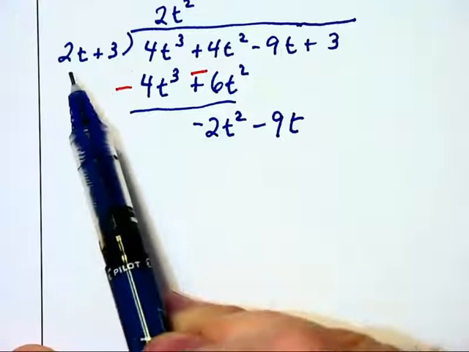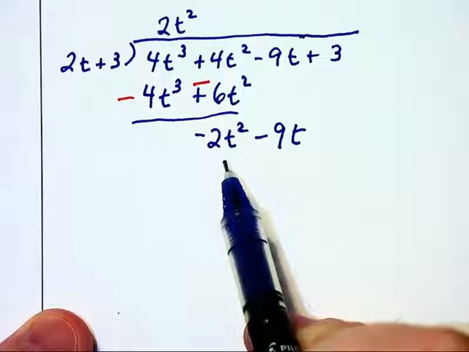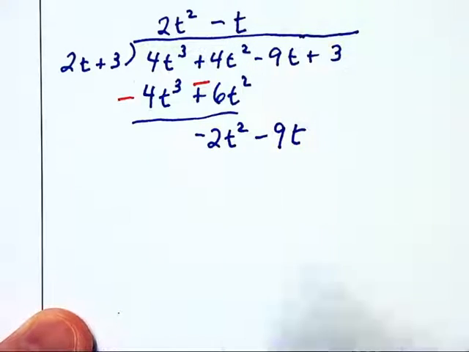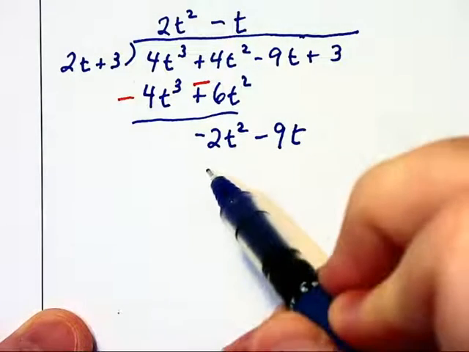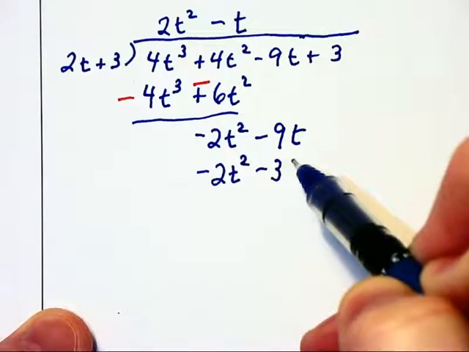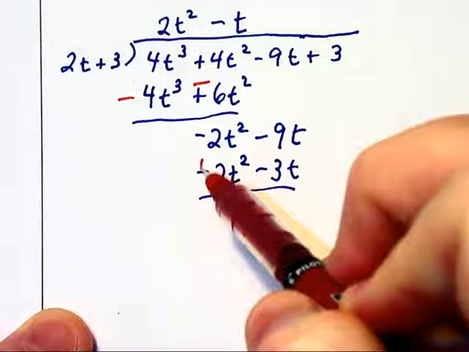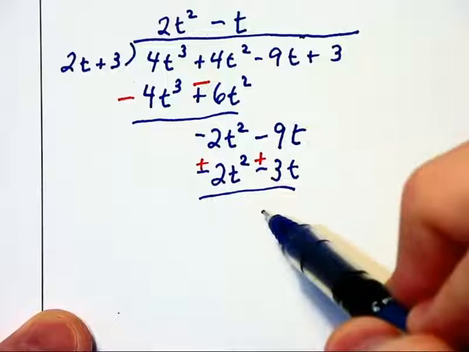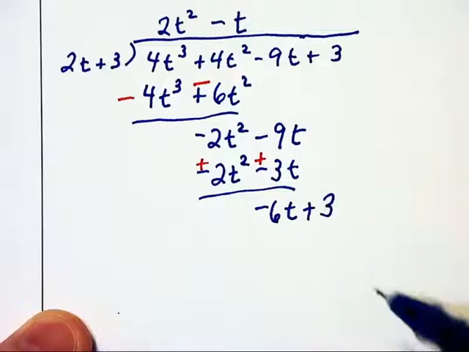We then ask, 2t out front multiplied by what makes negative 2t squared? And the answer is negative 1t, or just negative t. That negative t gets multiplied by each term on the side, giving us negative 2t squared minus 3t. Adding the opposite changes both of these to plus signs, and now we can see that adding we get negative 6t plus the 3 we bring down.